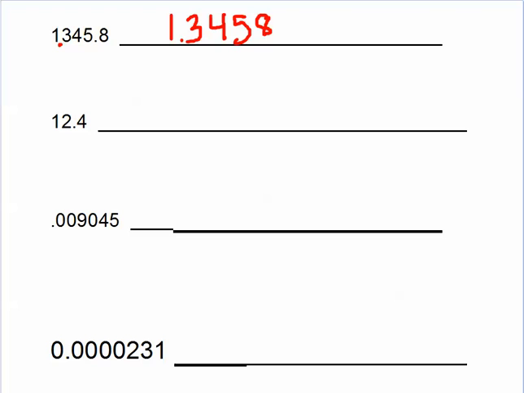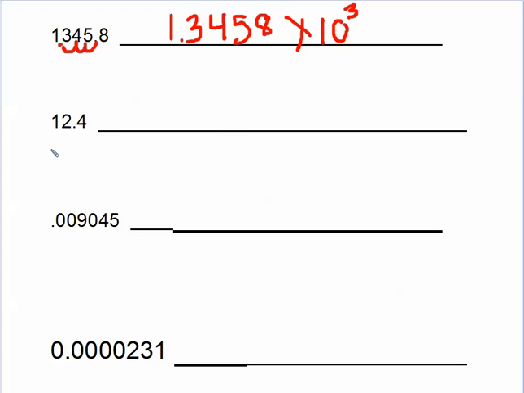Step 3, write times 10. Now we have to count to find out what our exponent was. So we moved it 1, 2, 3 places. So I'm going to put a 3 here. And our original number was greater than 1, so that means my exponent is positive.